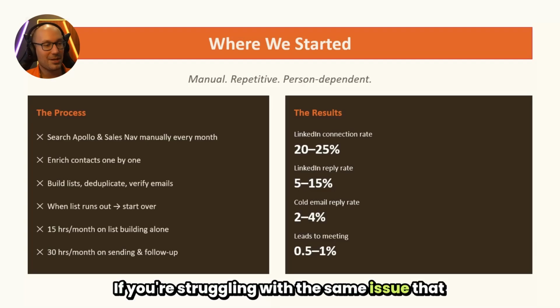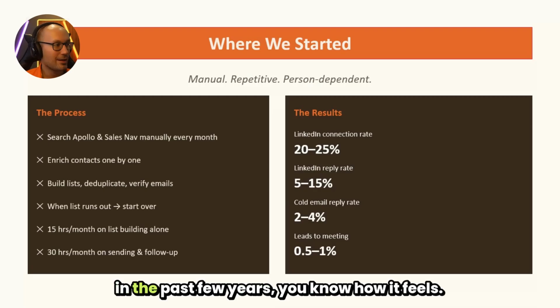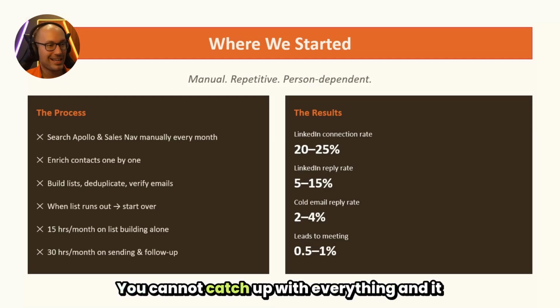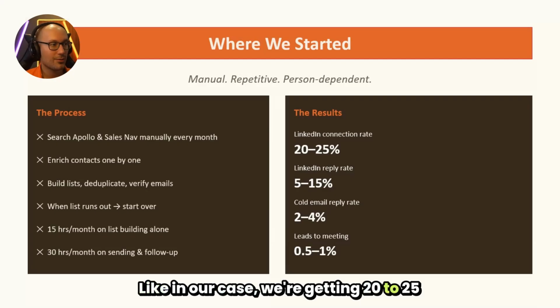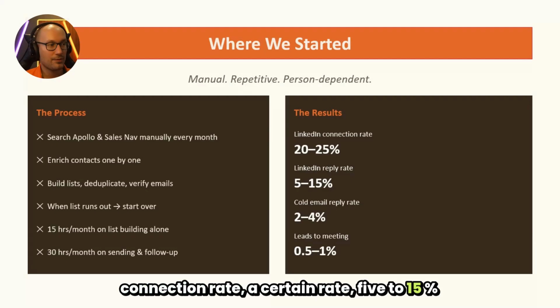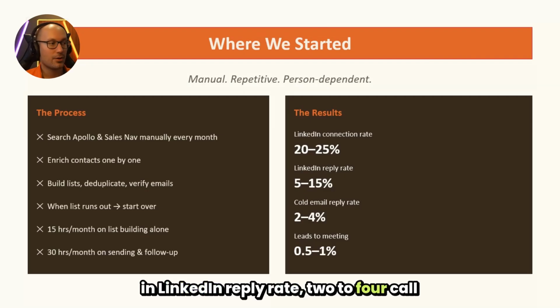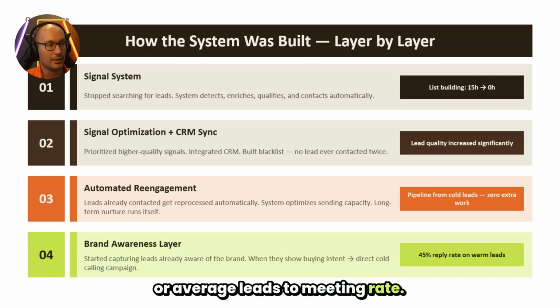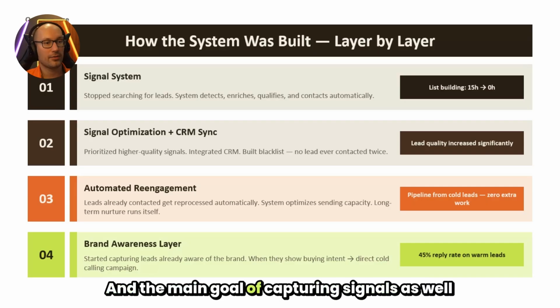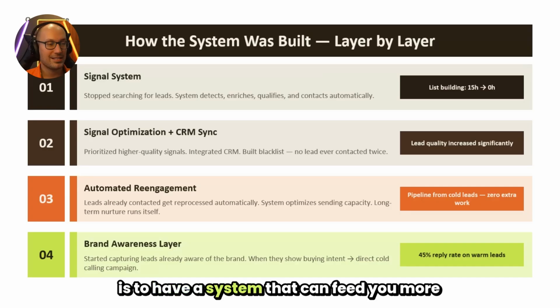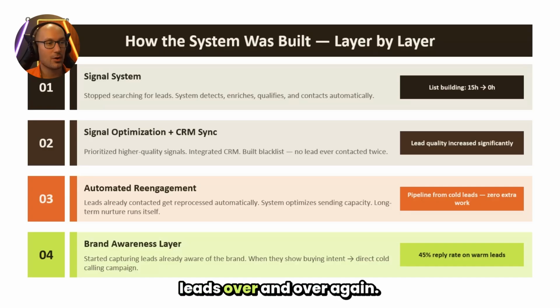If you're struggling with the same issue that we did in the past few years, you know how it feels. It feels really frustrating. You cannot catch up with everything, it takes you a lot of time, and the results you're getting aren't good enough. In our case, we were getting a 20 to 25% connection rate, a 5 to 15% LinkedIn reply rate, a 2 to 4% cold email reply rate, and a low or average leads-to-meeting rate. But after a while, we started implementing the system to capture signals. And the main goal of capturing signals is to have a system that can feed you more leads over and over again.